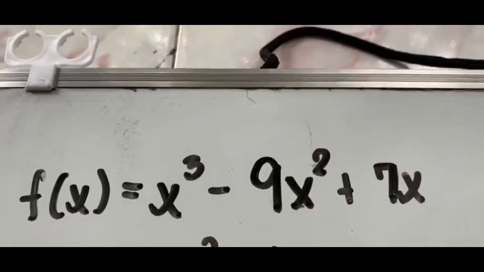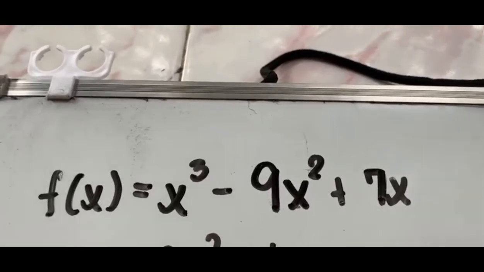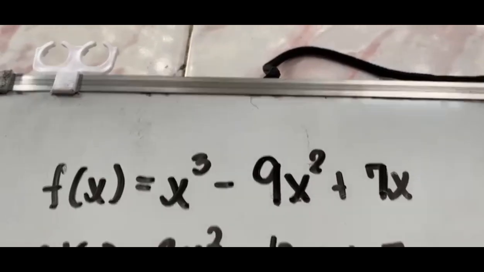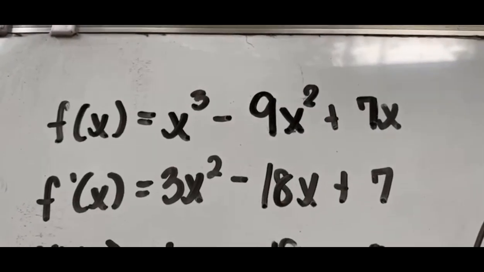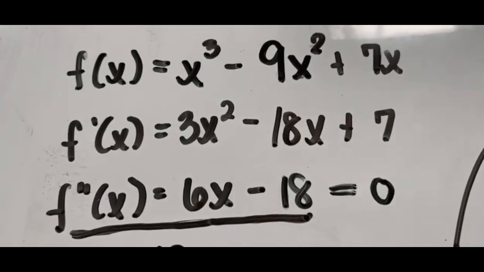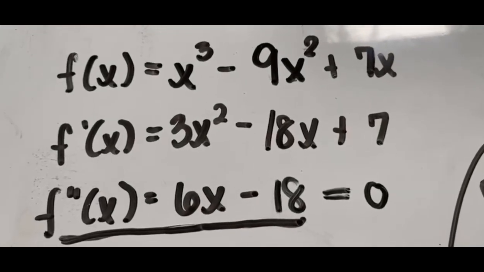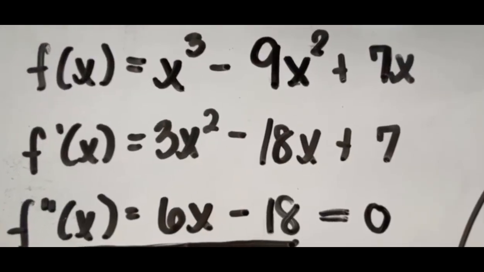A point of inflection is where the curve changes concavity. It occurs when the second derivative becomes zero or undefined. For example, f of x equals x cubed minus 9x squared plus 7x. The first derivative will be f prime of x equals 3x squared minus 18x plus 7. The second derivative will be f double prime of x equals 6x minus 18. The second derivative will become 0.